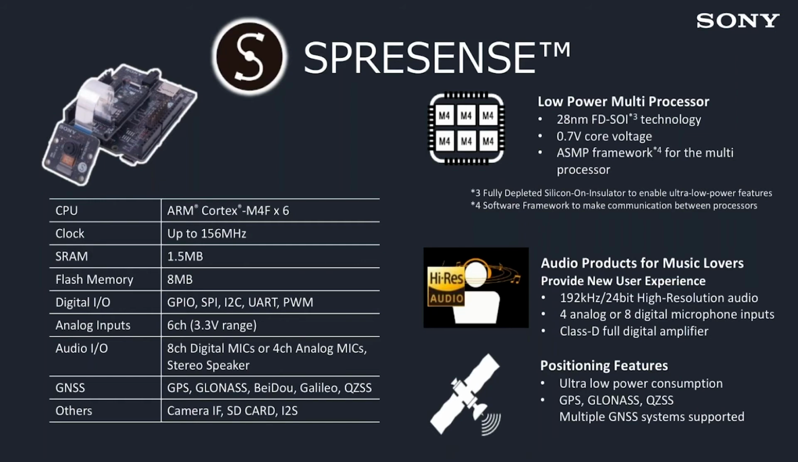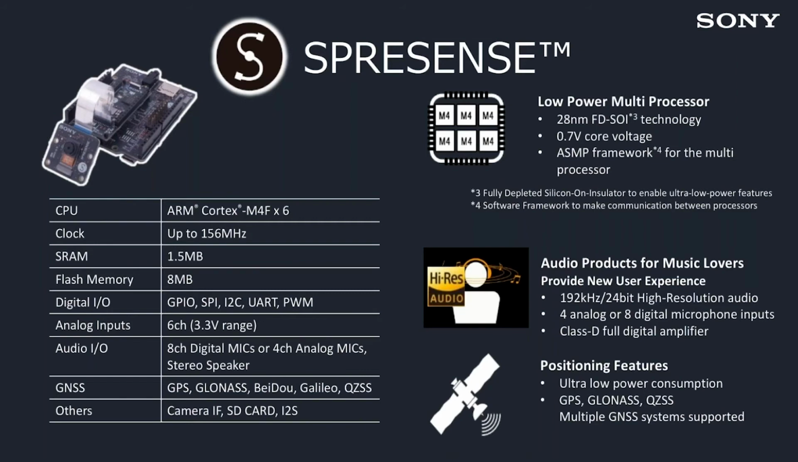So now that you know what the features are, let's look at a little more detail about the spec for Spresense. As I mentioned, it has six ARM cores. The type is M4F, which has a clock frequency of 156 megahertz. The SRAM is 1.5 megabytes. We also have an 8 megabyte flash memory. You can have access to digital I/O, which are GPIO, SPI, I2C, UART, and PWM. And for analog inputs, we have 6 channels, 3.3 volts range.